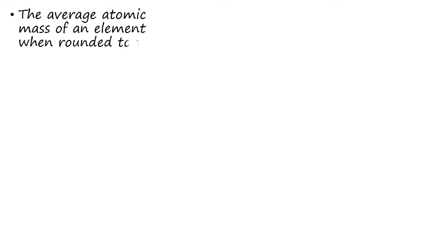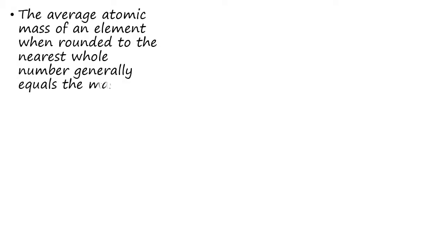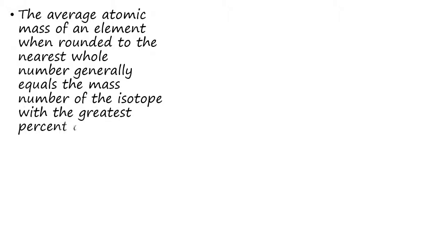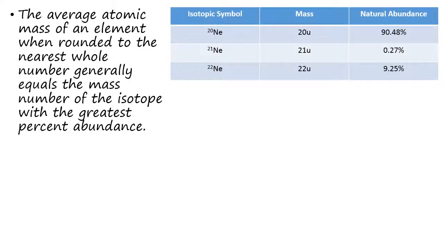The average atomic mass of an element, when rounded to the nearest whole number, generally equals the mass number of the isotope with the greatest percent abundance. So let's look at a different example to illustrate this point. Let's look at neon. Neon has 3 naturally occurring isotopes also. It has neon 20 with a mass of 20 atomic mass units and a natural abundance of 90.48%, which means if we took 100 neon atoms, 90 of them would be neon 20.